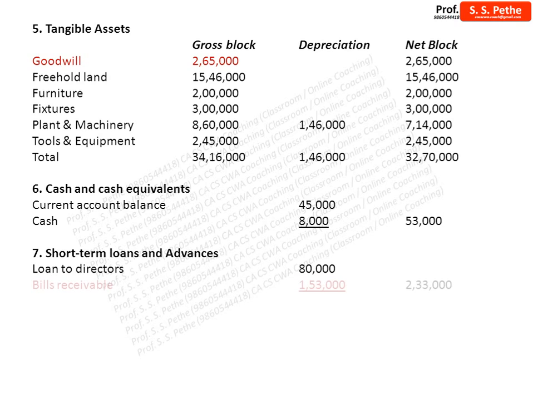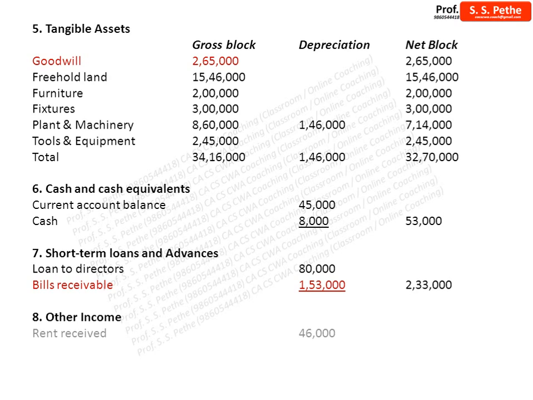Short-term loans and advances. Loans to director 80,000. Bills receivable 1,53,000. The total is 2,33,000. You again see the red item. I have given it in red, bills receivable. It is trade receivables. You should include this in trade receivables, but as per the institute, they have included it in short-term loans and advances, so I have included it here. Otherwise, you have to keep in mind that you can include it in trade receivables, and goodwill you can include in intangible asset, not tangible assets.